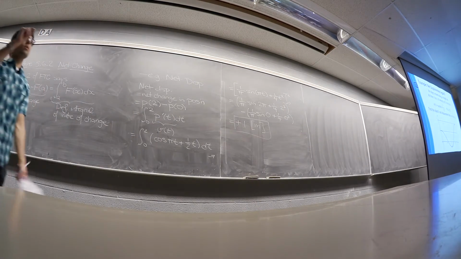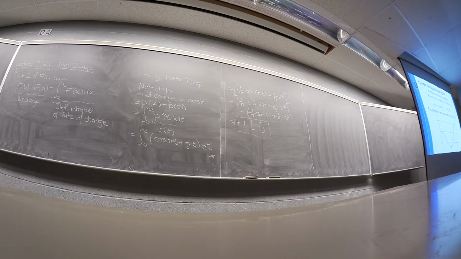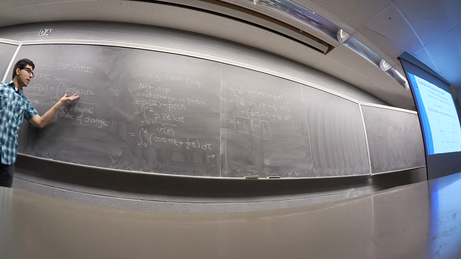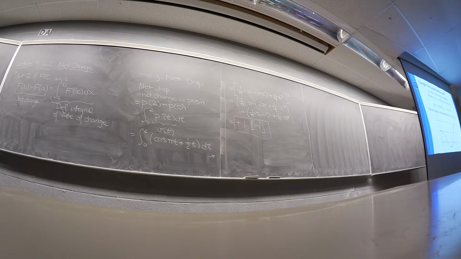The lesson with this kind of net change stuff is what? If you want the net cumulative effect of a varying rate of change, you integrate it. If you want the net cumulative effect of a rate of change that varies, you integrate it. That's the point. And here we talk about net displacement.